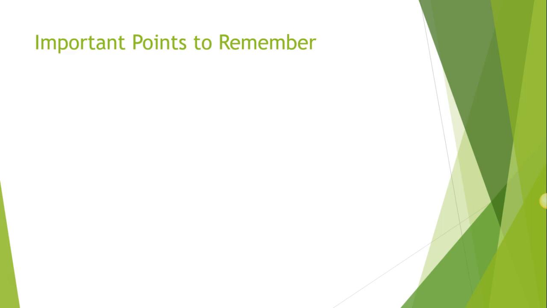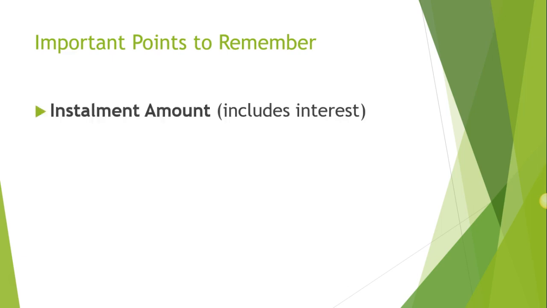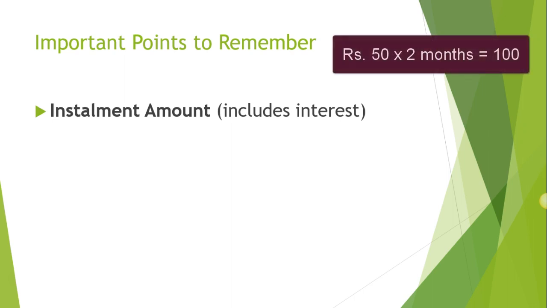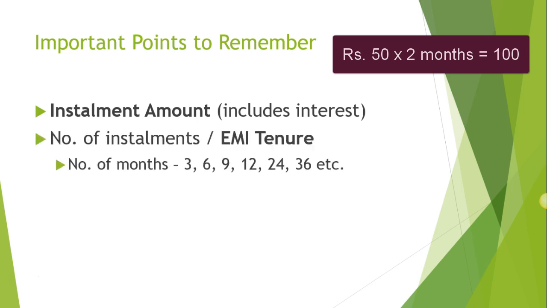If you see, there are 3 important points to remember in installments. One is the installment amount, the amount which you have to pay. For example, in the previous slide we discussed 50 into 2, so 50 rupees is the installment amount to pay the whole sum of 100 rupees. The other thing is tenure, how many months. So 50 into 2, it will be for 2 months, so 2 is the tenure. The standard numbers of months are 3 months, 6 months, 9 months, 12 months, 24 months which is 2 years, 12 months being 1 year, 36 months being 3 years. So this is the EMI tenure.